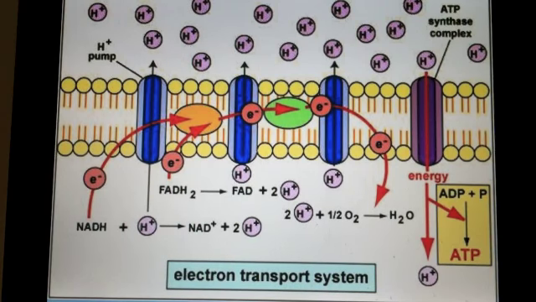NADH and FADH2 are electron carriers and are oxidized as they give their electrons to the protein complexes in the electron transport chain. The electrons are then passed down the chain through redox reactions and are eventually received by an oxygen molecule. Because the energy given off by the redox reactions can be used to pump H ions out of the membrane, there is a higher concentration of H ions on the outside of the membrane. This creates a concentration gradient.